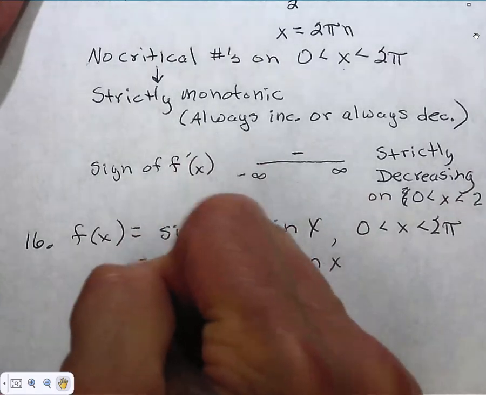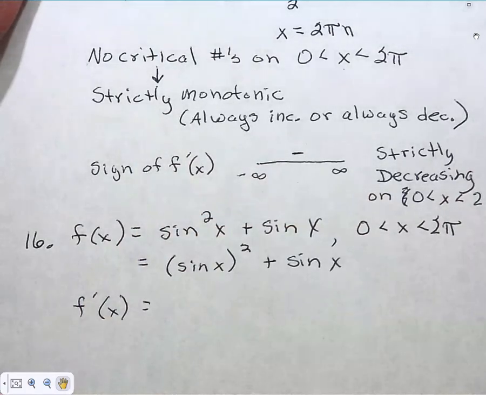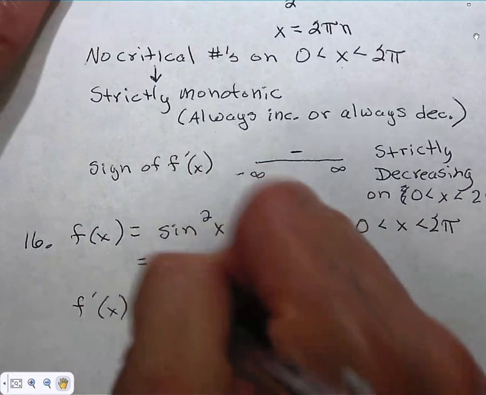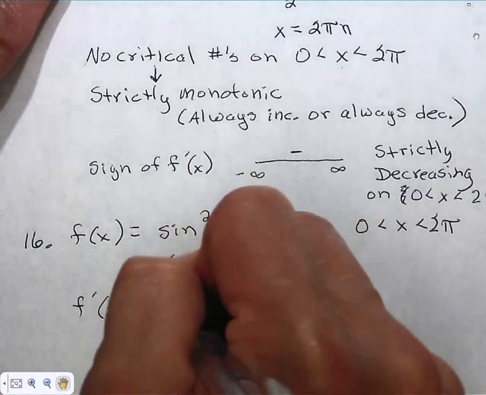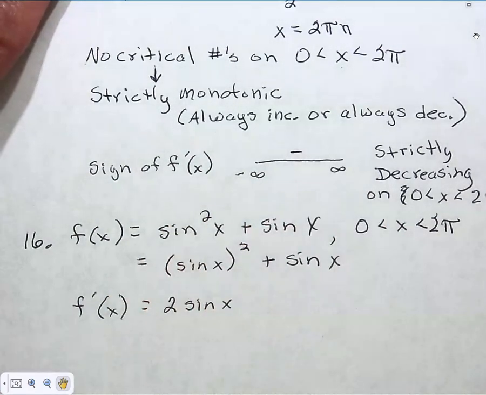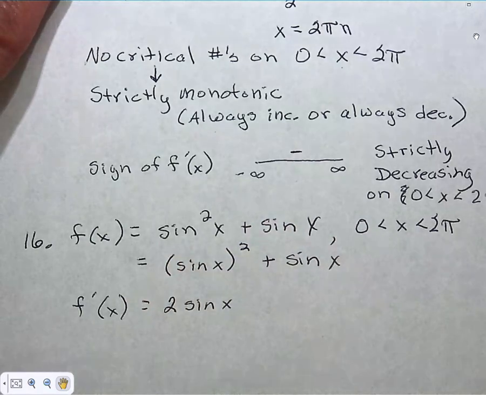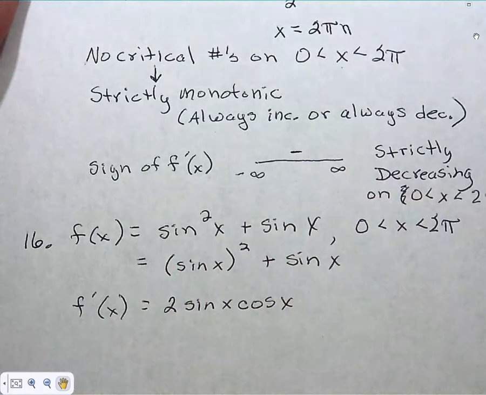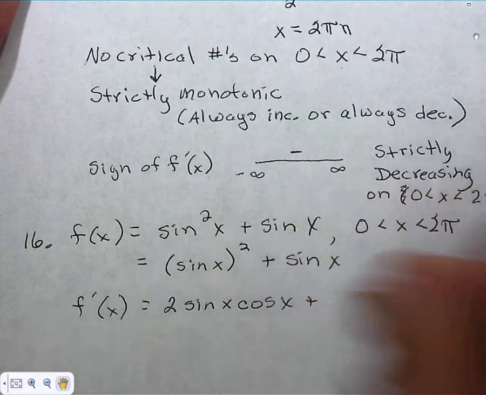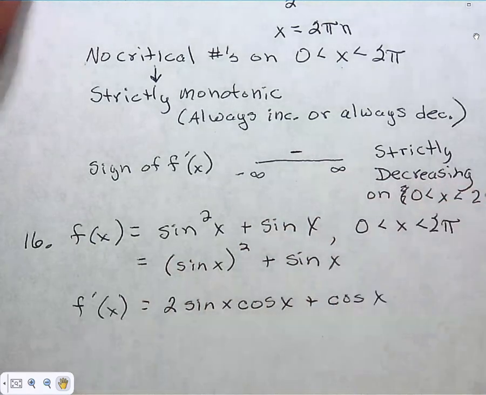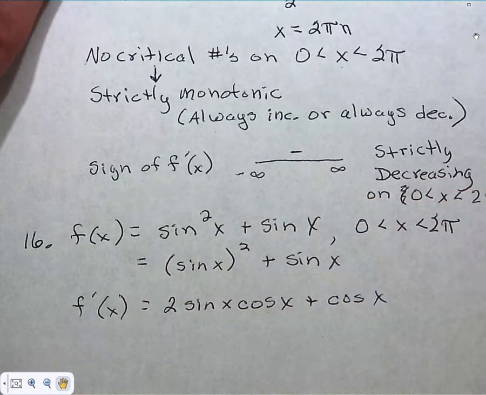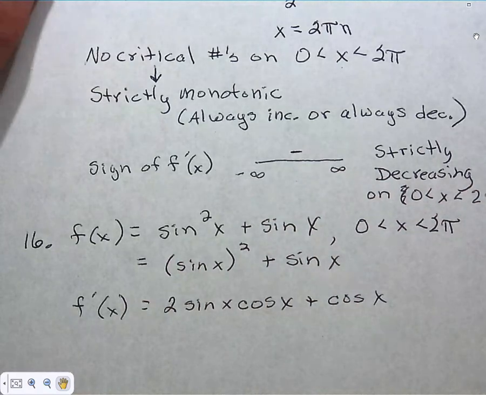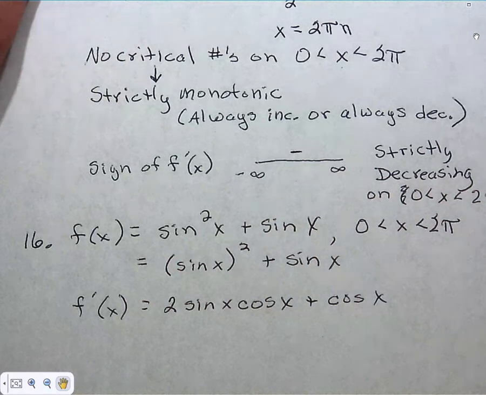What's the derivative of (sine x) squared? Derivative of ugly squared is 2, same old ugly, times what? Derivative of the ugly, cosine x. And the derivative of sine x, cosine x. Is there anything that makes that undefined? Nope. The only reason I wanted to do 16, it's not the calculus that's difficult.